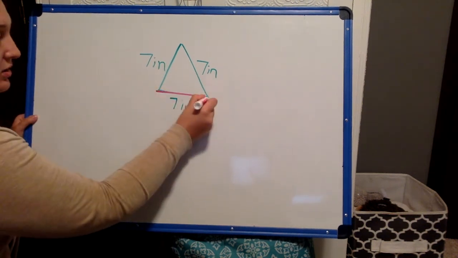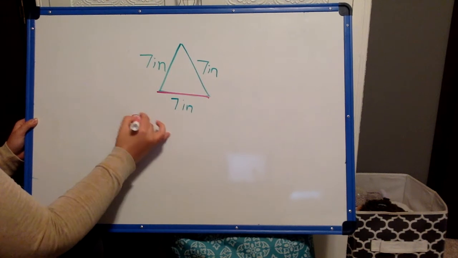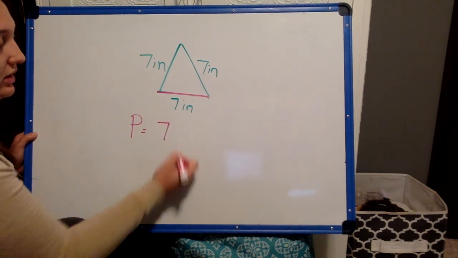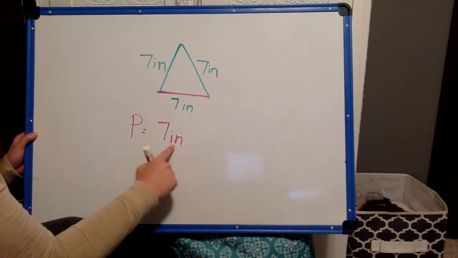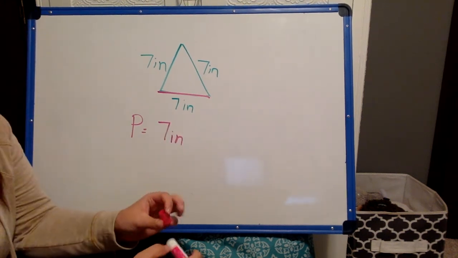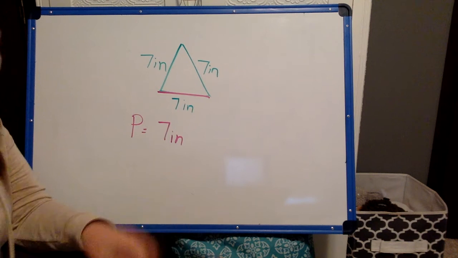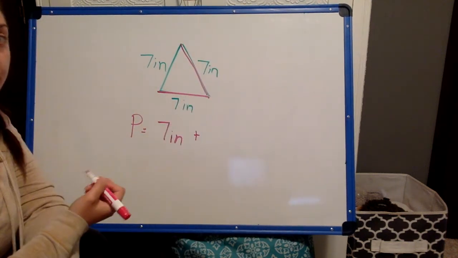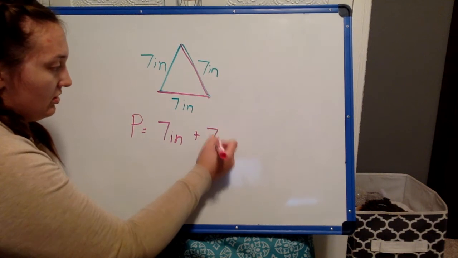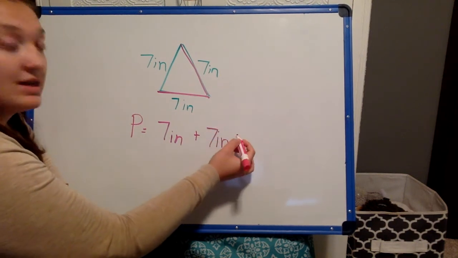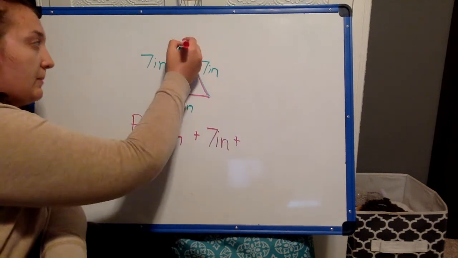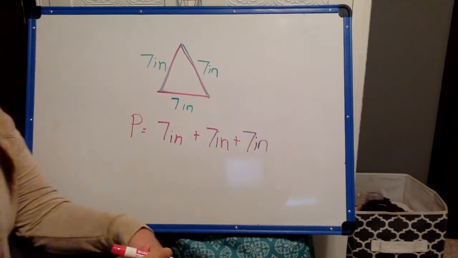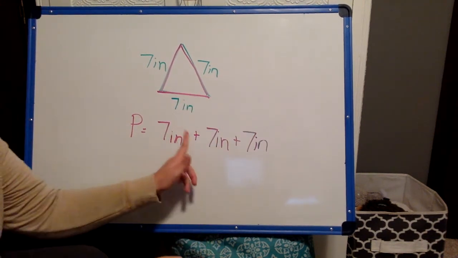So perimeter, I'm going to abbreviate it with a P, equals 7 inches. I want to make sure and include that unit, plus 7 inches plus 7 inches. So you could add up each side, 7 plus 7 plus 7.